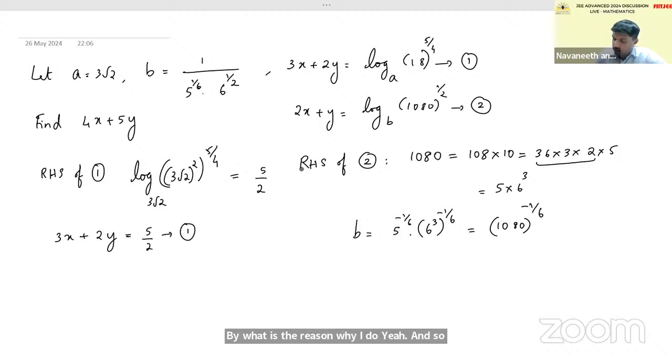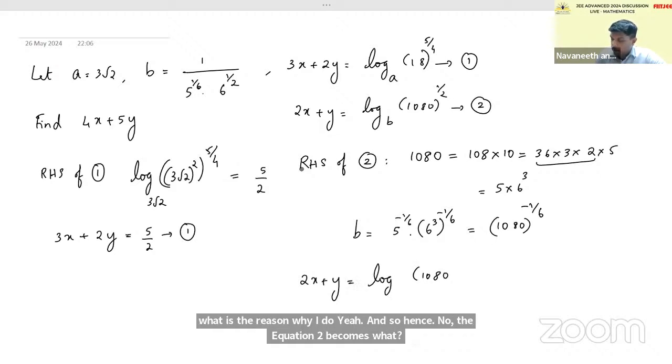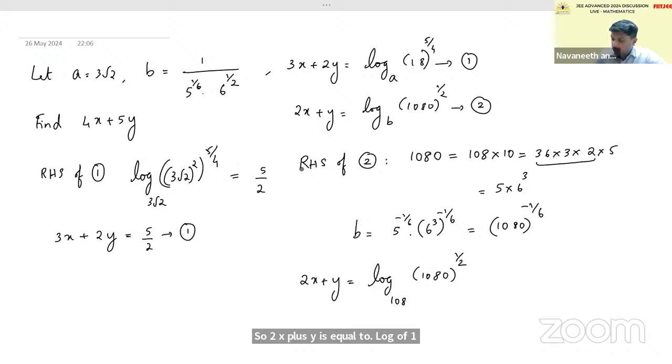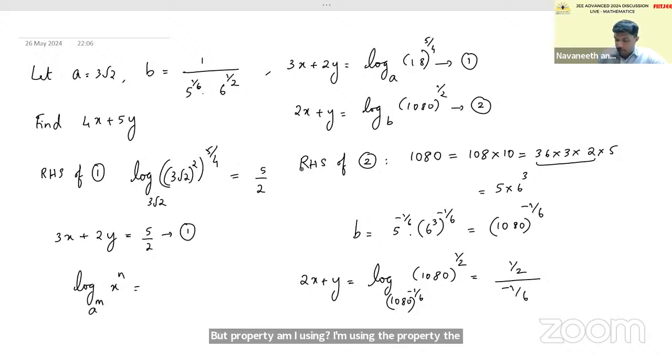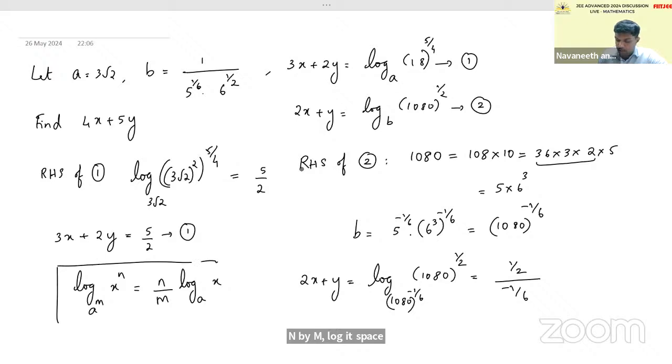And so hence, now equation 2 becomes what? So 2x plus y is equal to log of 1080 power 1 by 2, base is 1080 power minus 1 by 6. So overall, it becomes 1 by 2 upon minus 1 by 6. Right? That is a property of log, basically. What property am I using? I'm using the property that log of x power n to the base a power m is equal to n by m log x base a. So this property I'm using here.